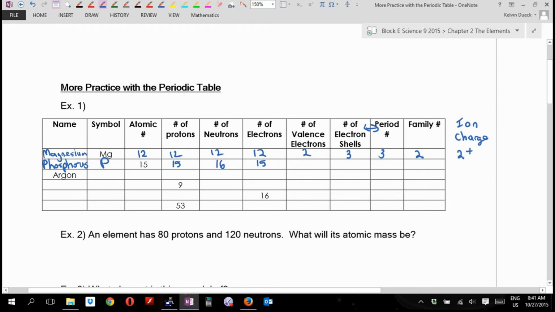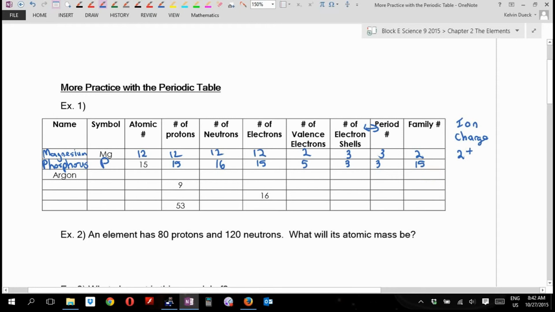How many valence electrons? Count from the left. 5? Is it 5? 1, 2, 3, 4. Yep, I agree with that. How many electron shells? Or what period is it in? 3rd? What family number? 15?